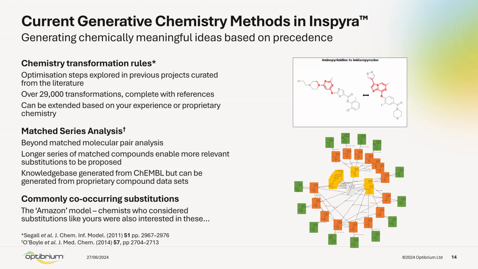And as a baseline, we can also simply look at commonly co-occurring substitutions in chemical series. In other words, it's sort of like the Amazon model. Chemists who consider substitutions like yours were also interested in these. And if you haven't considered them yet, then maybe you should be looking at them. And of course, using predictive models, we can suggest which ones are most likely to generate compounds with the properties that you require for a successful outcome for your project.